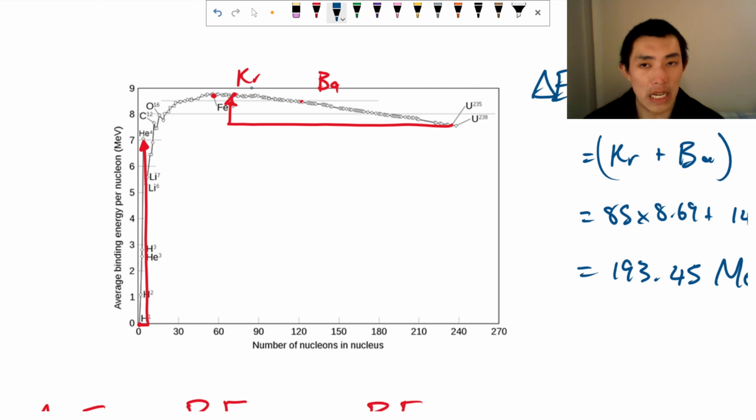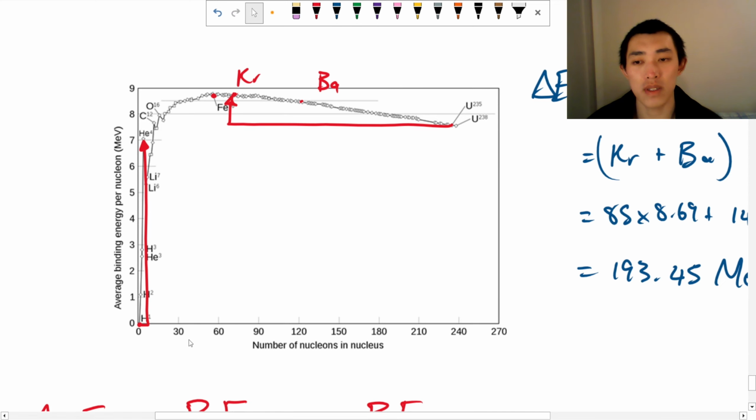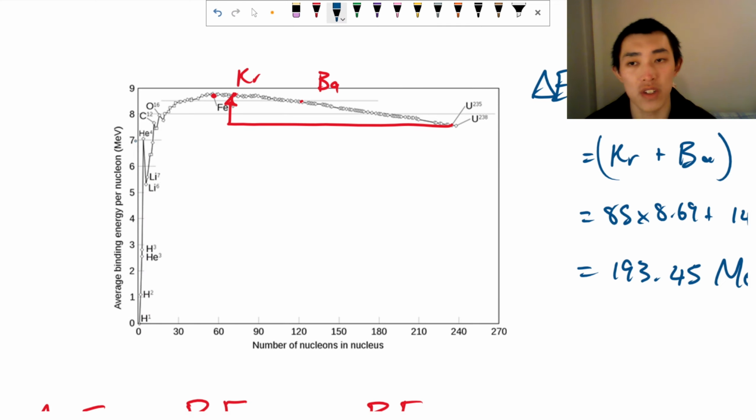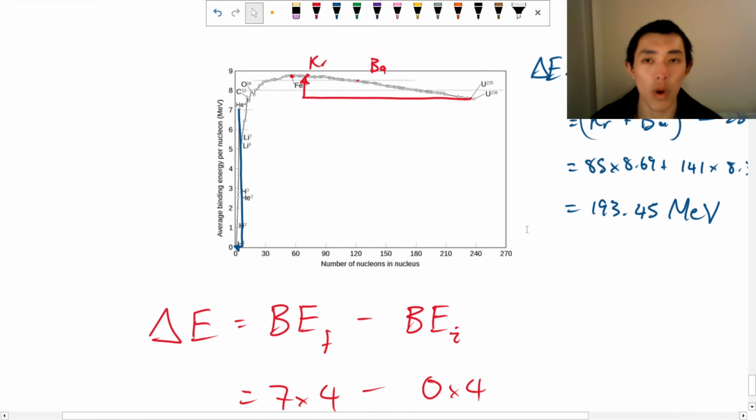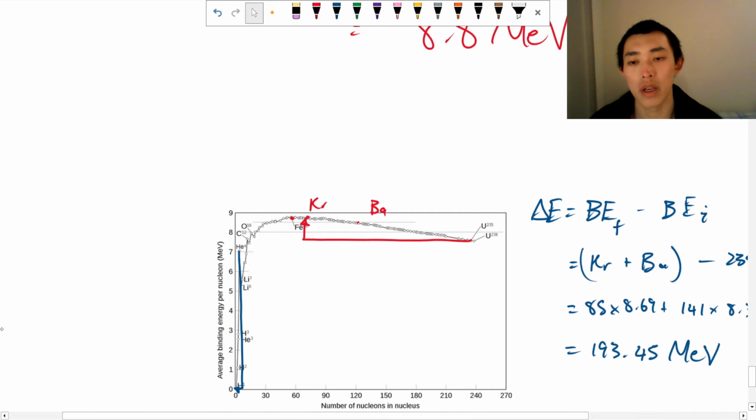Now, conversely, and as a rare case, we could also consider going backwards. So for example, we could consider what happens if we fission helium into hydrogen. What if we break apart helium? Well, we can try that as well and see how we go.